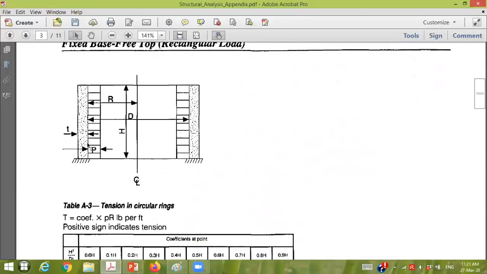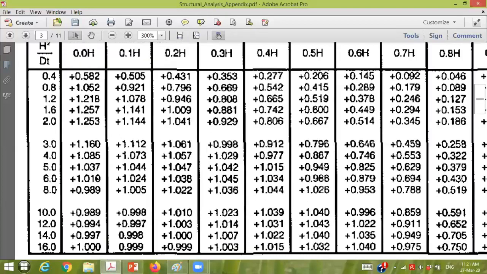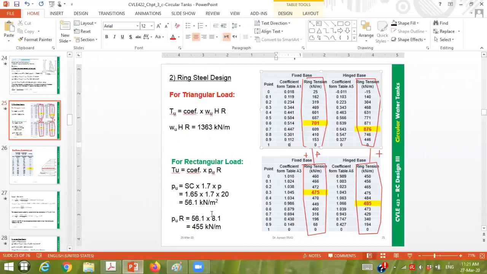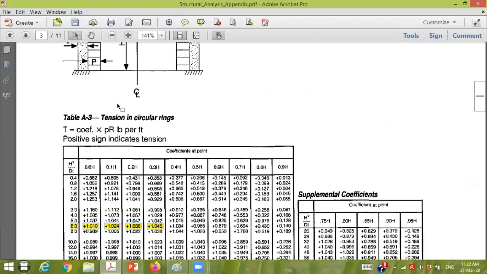بعدها في عنا table بالصفحة اللي بعدها دغري fixed base free top rectangular. Again for h square over dt equal to 6 have to extract all this line. كل هيدا اللاين كله للأخير اللي بيبلش ب 1.010 وبينتهي ب 0.149. So هيدا لل fixed base free top rectangular load.